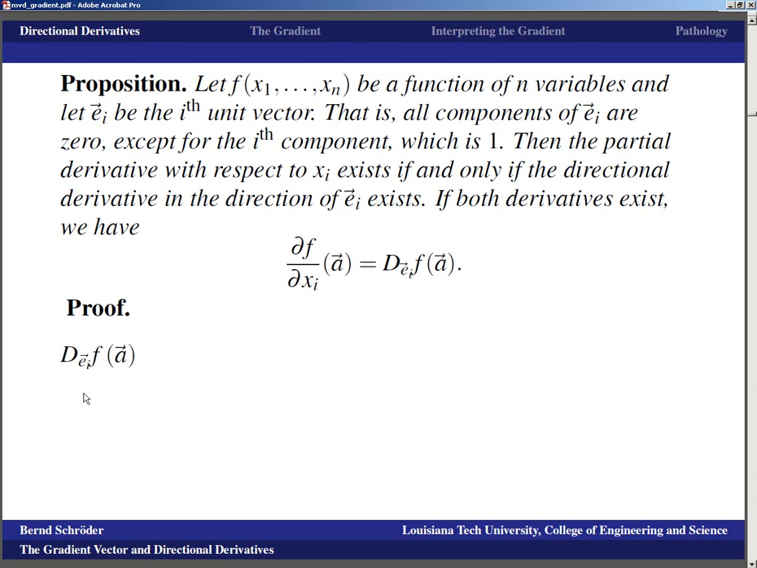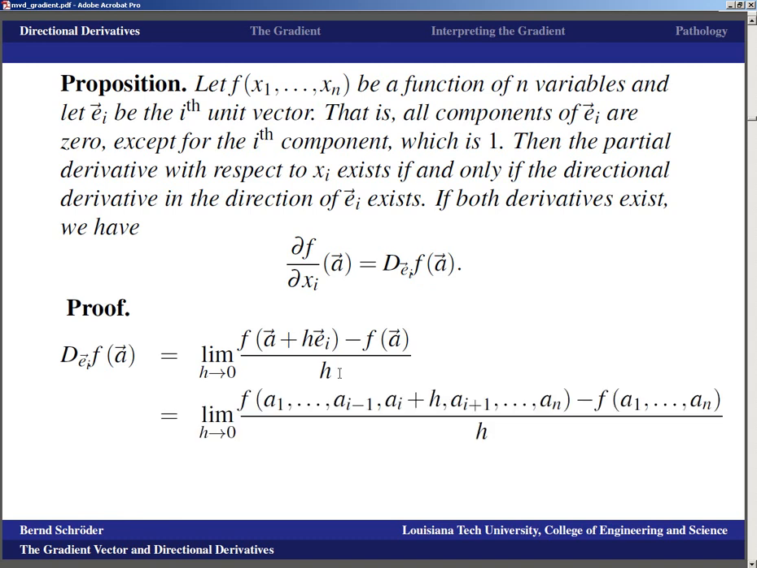And the proof is fairly simple, because if you take the directional derivative of f in the direction of ei at a, well, that's the limit as h goes to 0 of f of base point plus h times the direction, f of a plus h times ei minus f of a divided by h. And if you write that out, remember that the ith unit vector has only one component that is 1, and that's the ith component.